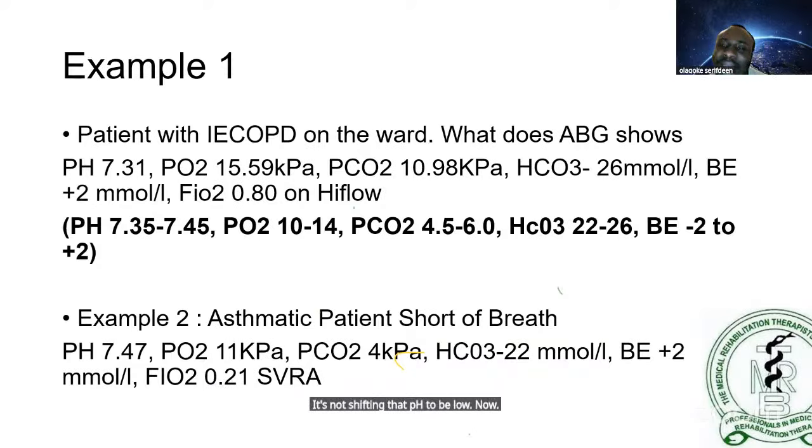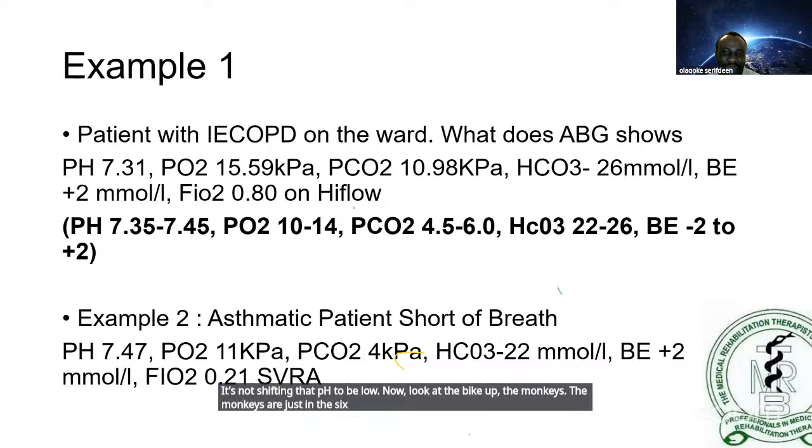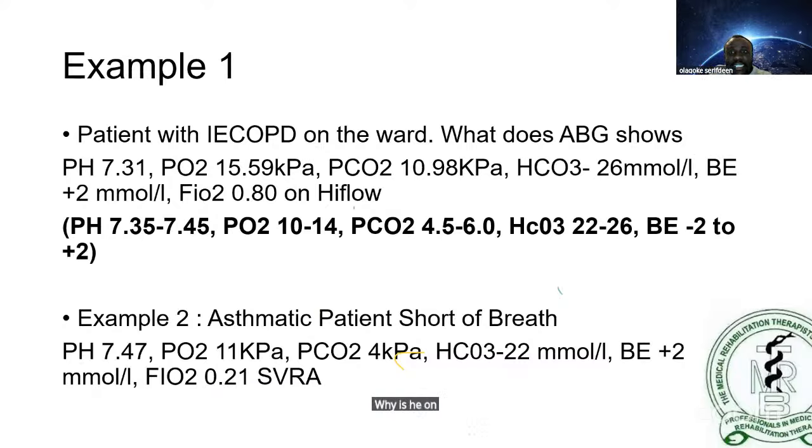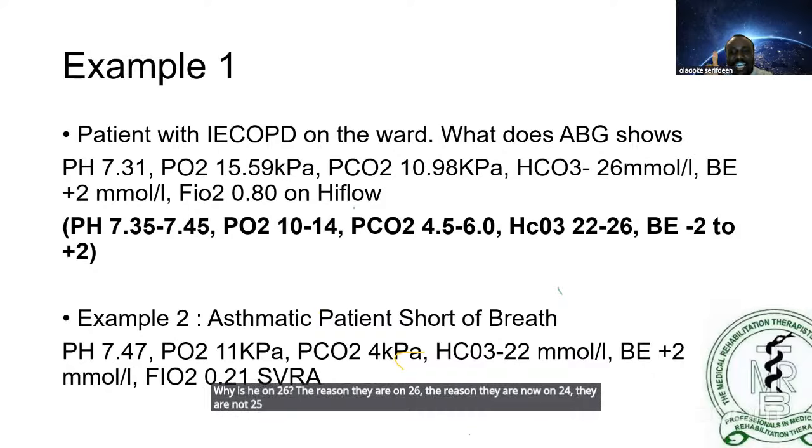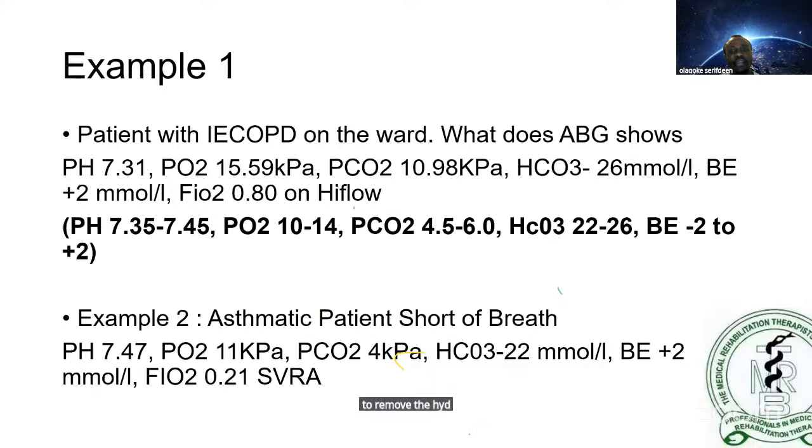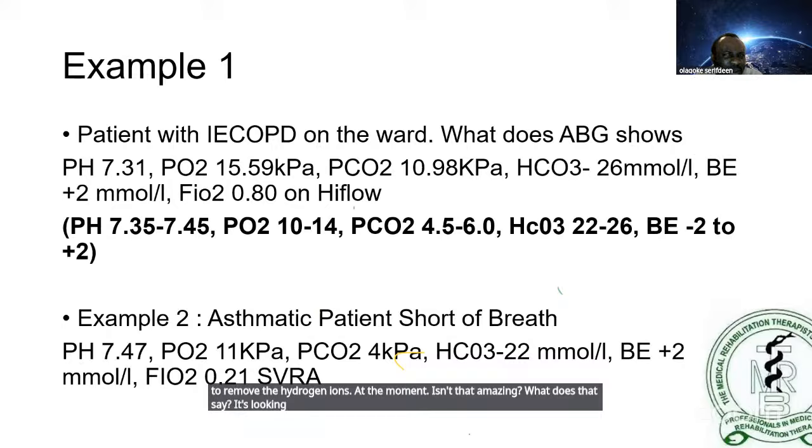Now, look at the bicarb, the monkeys. The monkeys are just 26. It's slightly on the high side, but it's still normal. What does that say to you? Why is it on 26? The reason they are on 26, the reason they are not on 24, 25 or 23, is that the monkeys are doing what they can to mop up, to remove the hydrogen ions at the moment. If that makes sense, what does that say? It's looking like something like an acute compensation.